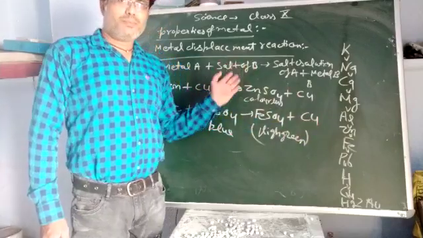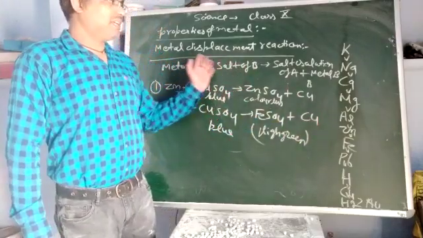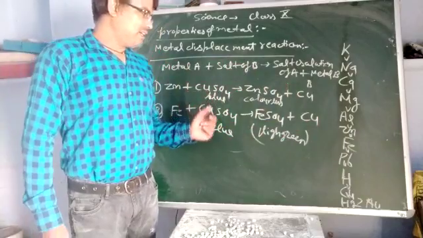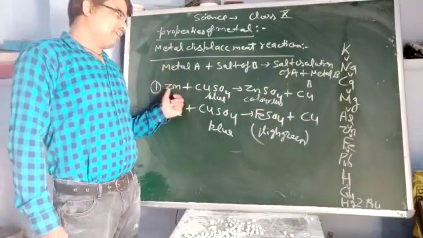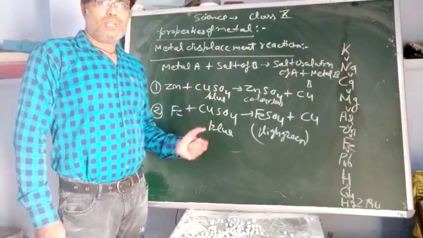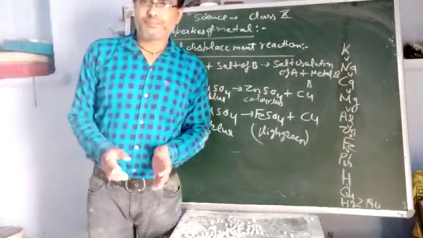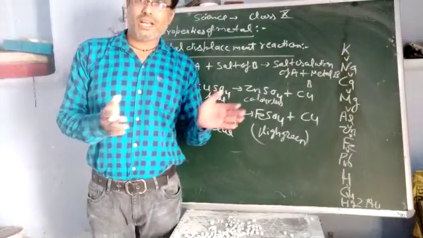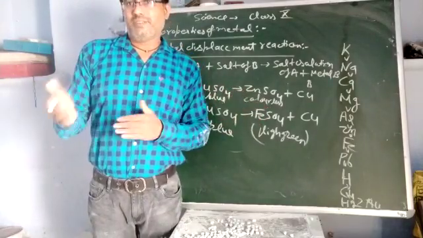So these are the two examples of what? Metal displacement reaction. In the first reaction, zinc is more reactive than copper, and in the second reaction, iron is more reactive than copper. So actually there is one series in which we have arranged all the elements according to their reactivity.